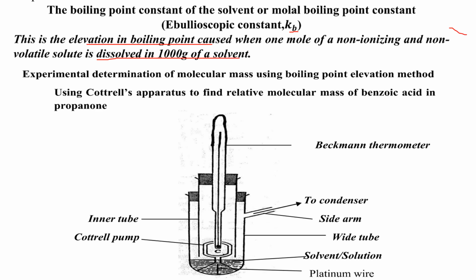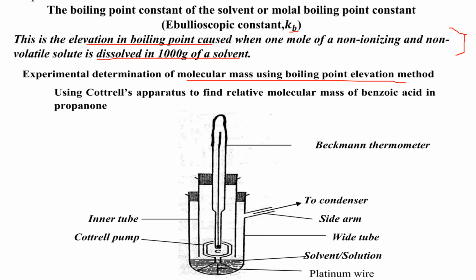So you should always remember this, because we always ask this one. Elevation in boiling point caused when 1 mole of a non-volatile solute is dissolved in 1,000 grams of a solvent. Now let's look at the experimental determination of the molecular mass of any substance using the boiling point elevation.